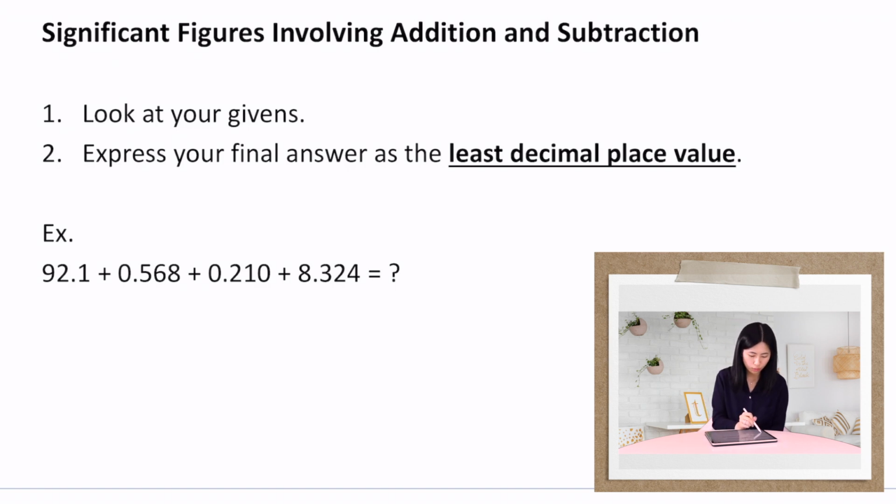So if you look at 92.1 plus 0.568 plus 0.210 plus 8.324, if you add everything up, you should end up with 101.202 if you plug this into your calculator. However, because this is addition, the rule here is to look at the least decimal place value for your givens. So for instance, you know that this is 1 decimal place value, therefore your answer must be expressed as 101.2.